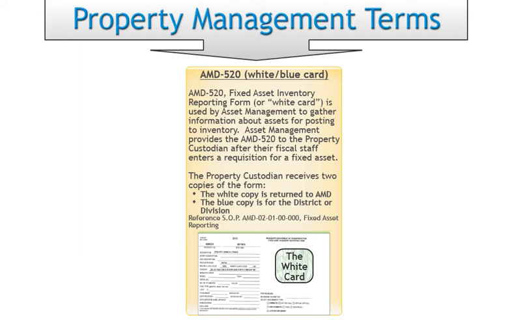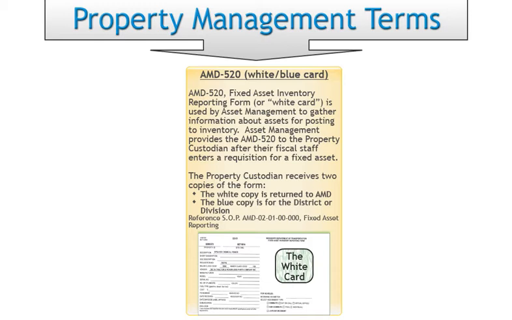AMD 520, Fixed Asset Inventory Reporting Form, or White Card, is used by asset management to gather information about assets for posting to inventory. Asset management provides the AMD 520 to the property custodian after their fiscal staff enters a requisition for a fixed asset. The property custodian receives 2 copies of the form.